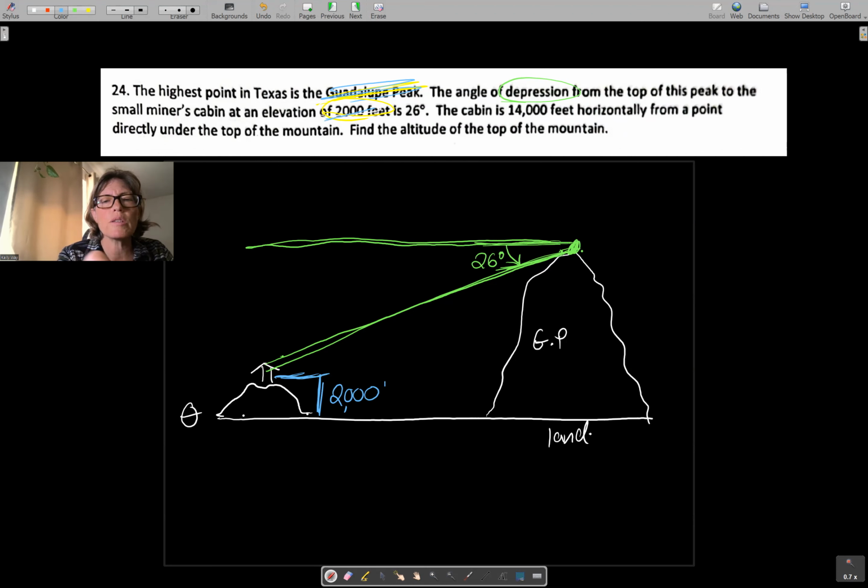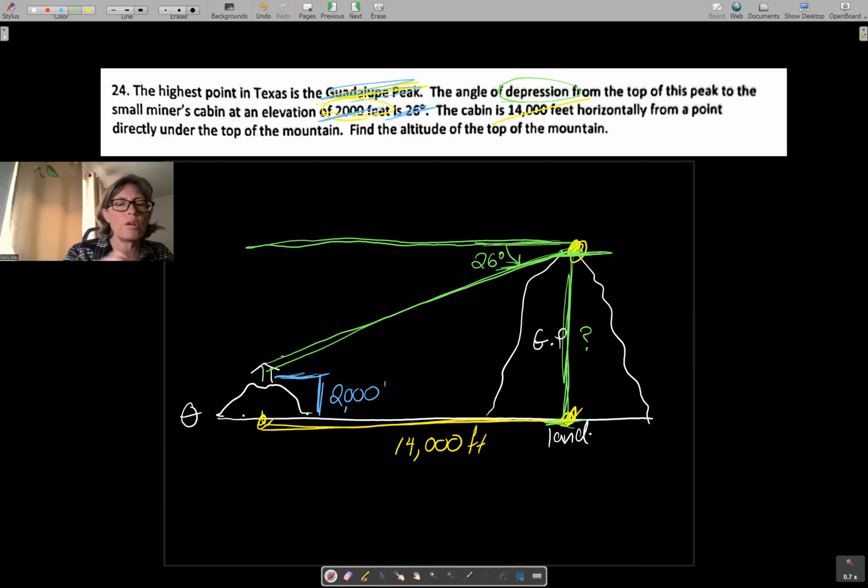And as you account for that, 2,000 feet, 26 degrees, the cabin is 1,400 feet horizontally from a point directly under the top of the mountain. So here's the top of the mountain. There's a point. Here's the cabin. So the cabin's like this. 1,400, and that keyword there is horizontally, and we're still in feet, so we don't have to worry about units. And our ultimate goal is to find the total height of Guadalupe Peak, which will go from here all the way down.